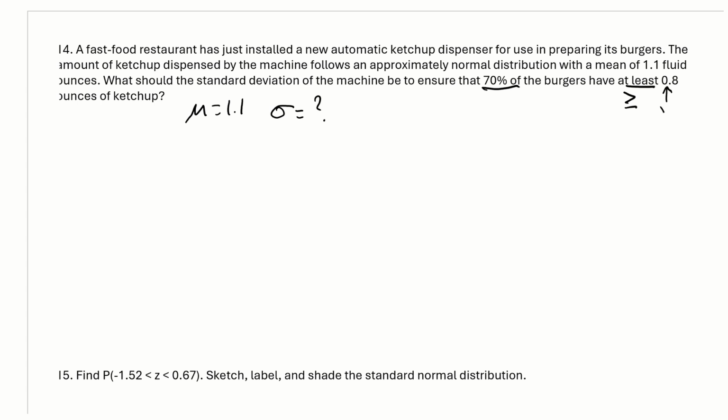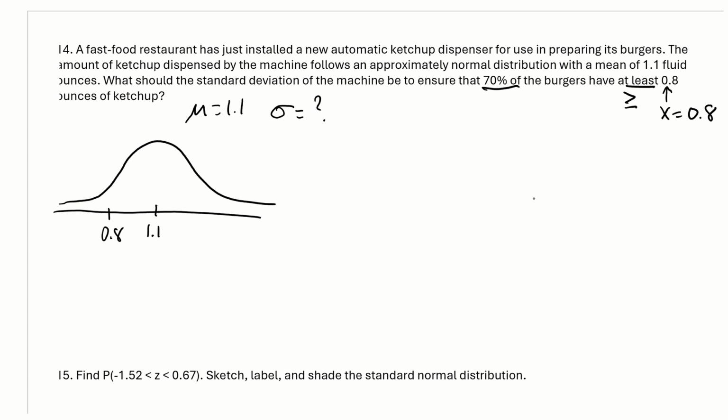This is my X value. So we have the X value, we have that it's 70%, we have that it's greater than or equal to, which means we're looking at the area to the right. This is the rough sketch. We have an approximately normal distribution, 1.1 in the middle. We have 0.8 ounces for the ketchup that they're looking for. And we have that 70% of the burgers have at least that much ketchup. So that means greater than or equal to. So this is 70% or 0.7000.